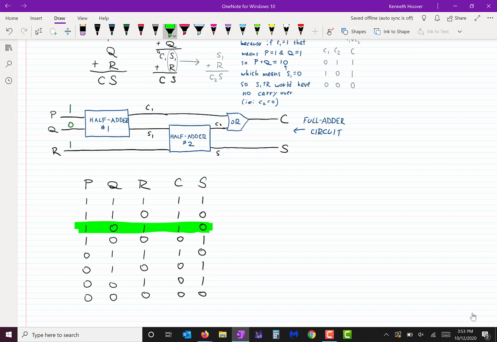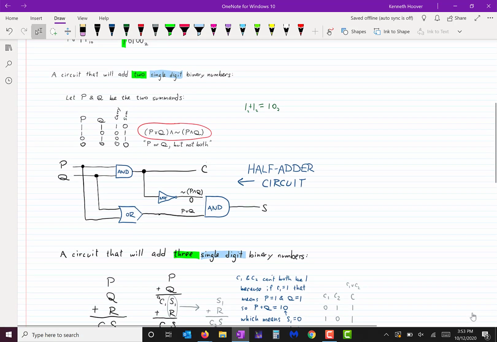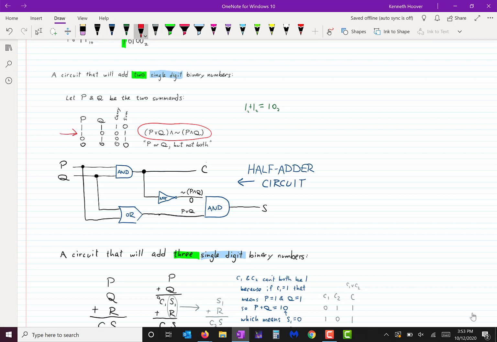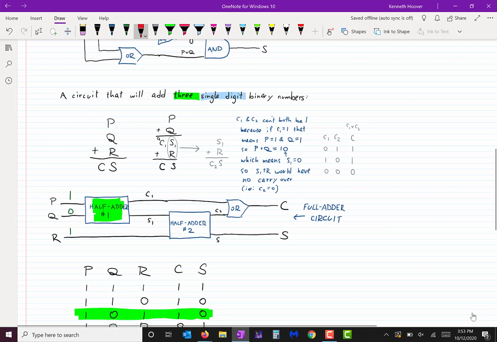What will come out of this half adder circuit if a 1 and a 0 go in? Let's just look up here. Look right there. If a 1 and 0 go in, then what comes out is the C is a 0 and the S is a 1. So this would be a 0 coming out. This would be a 1 coming out.